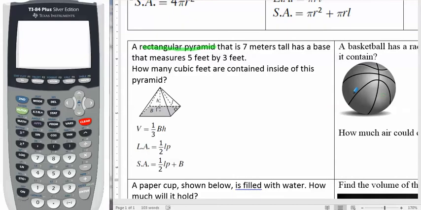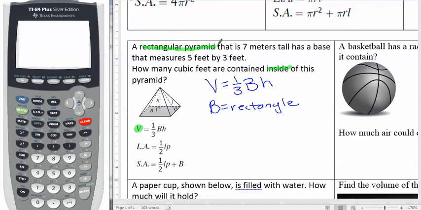So now that we have what that shape looks like, we know we're going to be using the volume because it asked us for the volume. It actually said how many cubic feet are contained inside. That's kind of our hint that it's volume. So volume equals 1/3 big B times H. Well, big B means area of the base. So we're going to have to look at this a little bit. Our base is a rectangle, because it says rectangular pyramid.